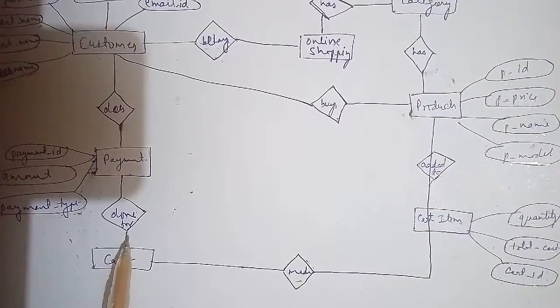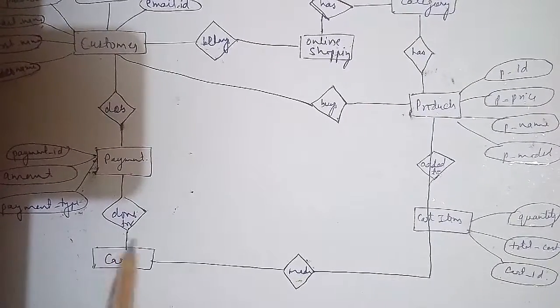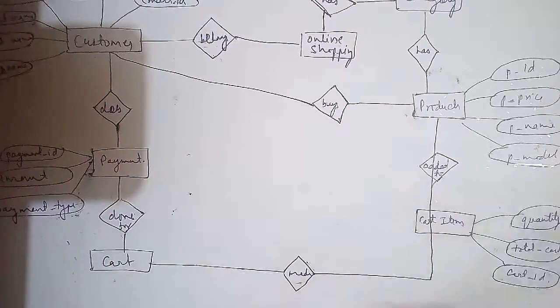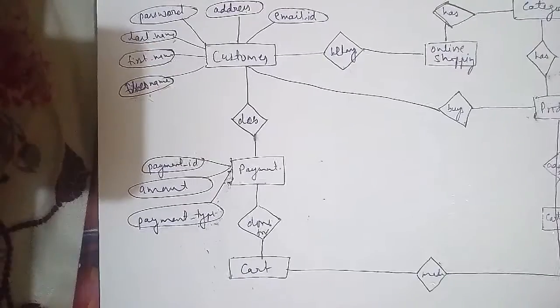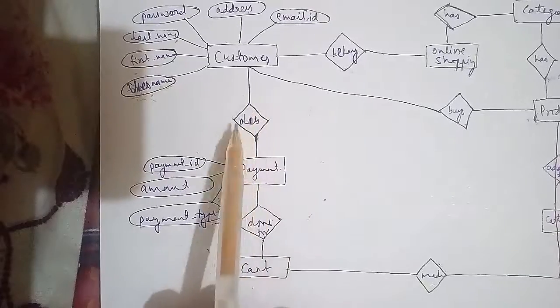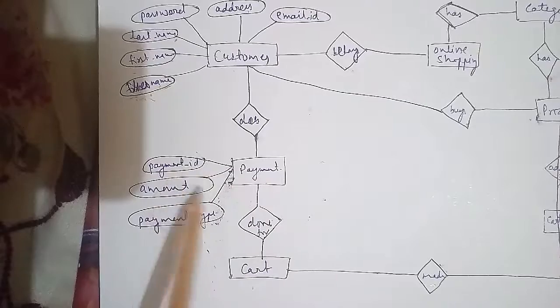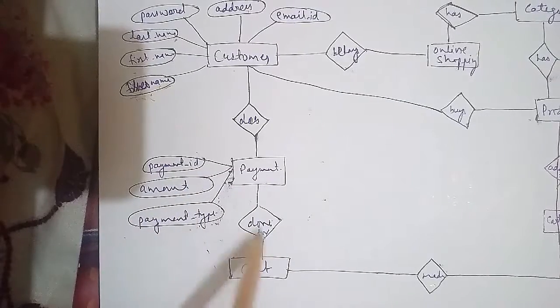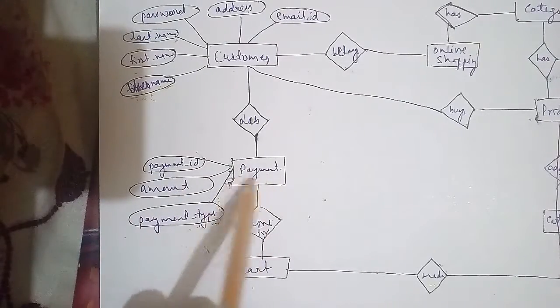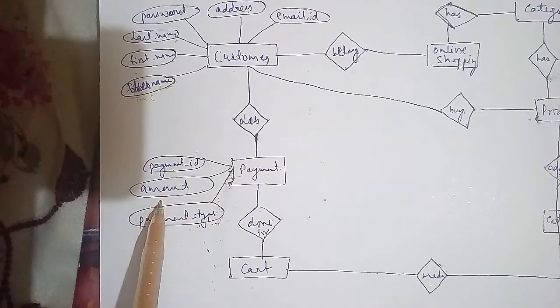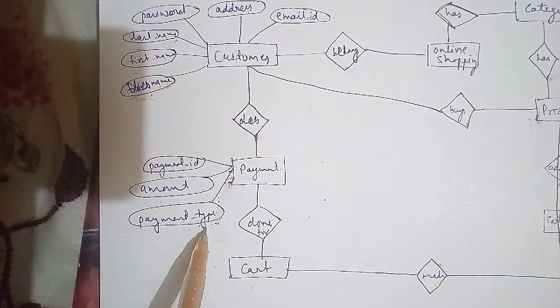For payment, when we are talking about the customer, the customer is also connected to payment. So payment has payment ID, amount and payment type, where the customer will of course buy the product. So this is also connected to one another. This is the whole diagram for online shopping.